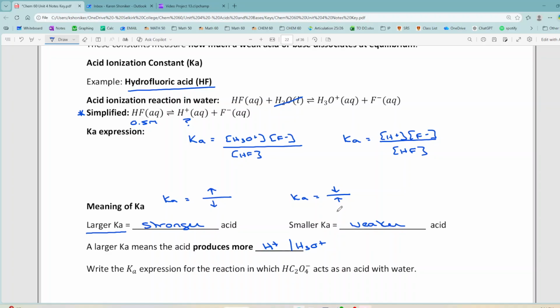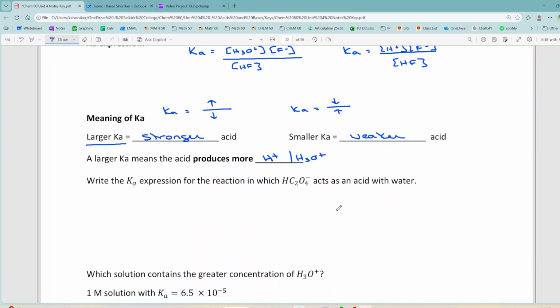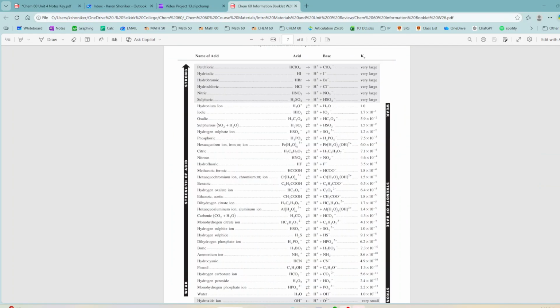So let's practice this from scratch. Let's write the Ka expression for the reaction in which HC2O4 minus acts as an acid with water. Now, if we're wondering what it is, don't forget that you can always go to your formula sheet, which I should probably have open in a separate tab, but I'm just going to go down. Oh, there it is. So it is hydrogen oxalate ion. So if I was looking for how this goes, actually, let's open that tab. One second. Okay, there we go.